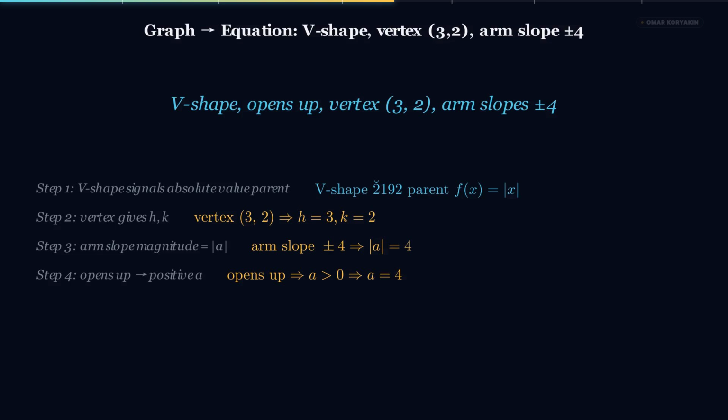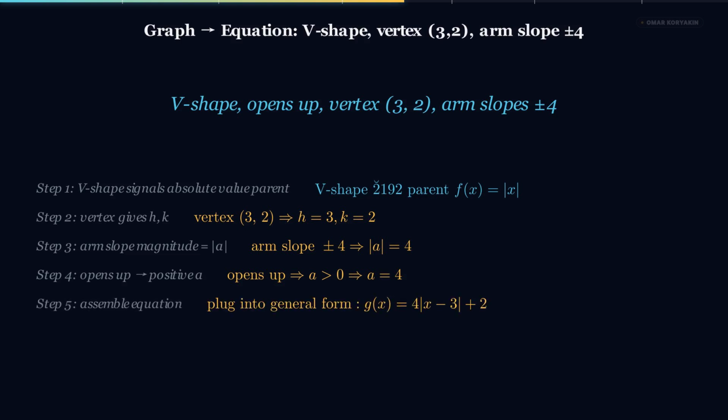Step 4. Plug into the general transformation form. G of x equals 4 times absolute value of x minus 3, plus 2. The expression captures the V shape with vertex at 3, 2 and arm slopes plus and minus 4.